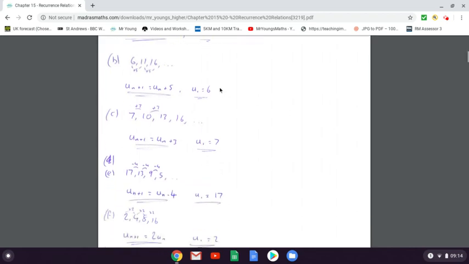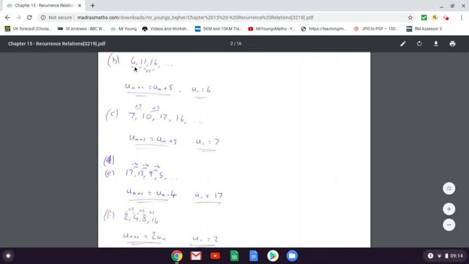Let's have a look at B. And B, what's going on here? We're increasing by 5 each time. So u n plus 1 would be u n plus 5. And the first term is 6, so the second term would be 6 plus 5, which is 11. The third term would be the second term plus 5, which is 11 plus 5, which is 16.